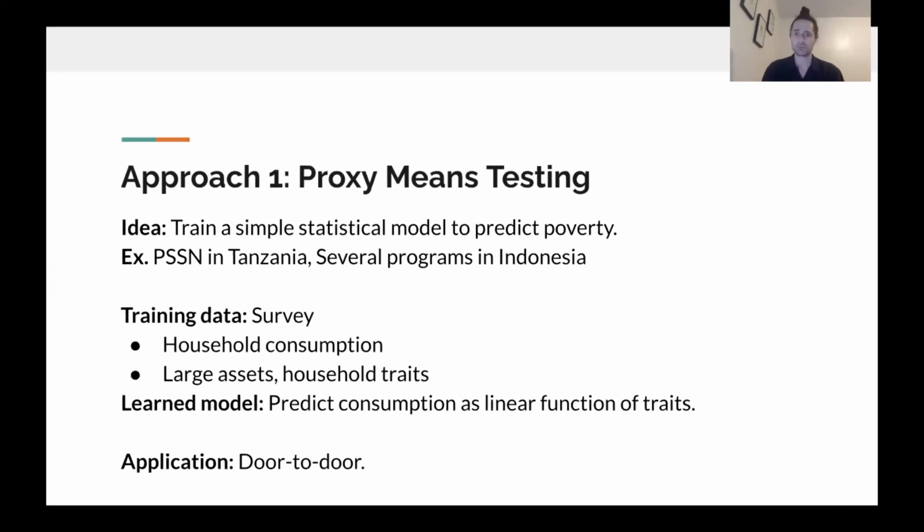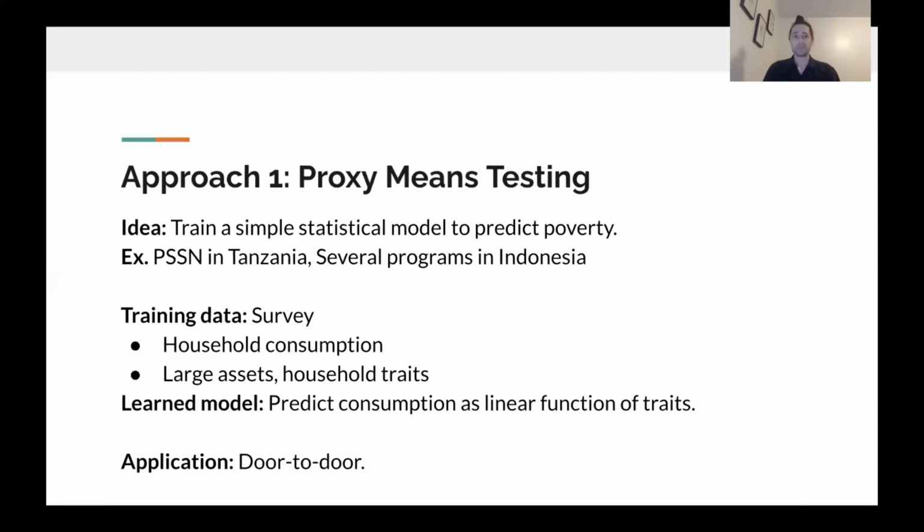The first approach is called proxy means testing. And the idea is you're going to do some statistics. You're going to train a simple statistical model to try and predict whether someone is poor or not. This is used in lots of cash transfer programs and programs in social safety nets of various countries, including in Africa. One example would be the Productive Social Safety Net program in Tanzania, as well as all over the rest of the world too. This is used in lots of cash transfer programs, for example, in Indonesia.